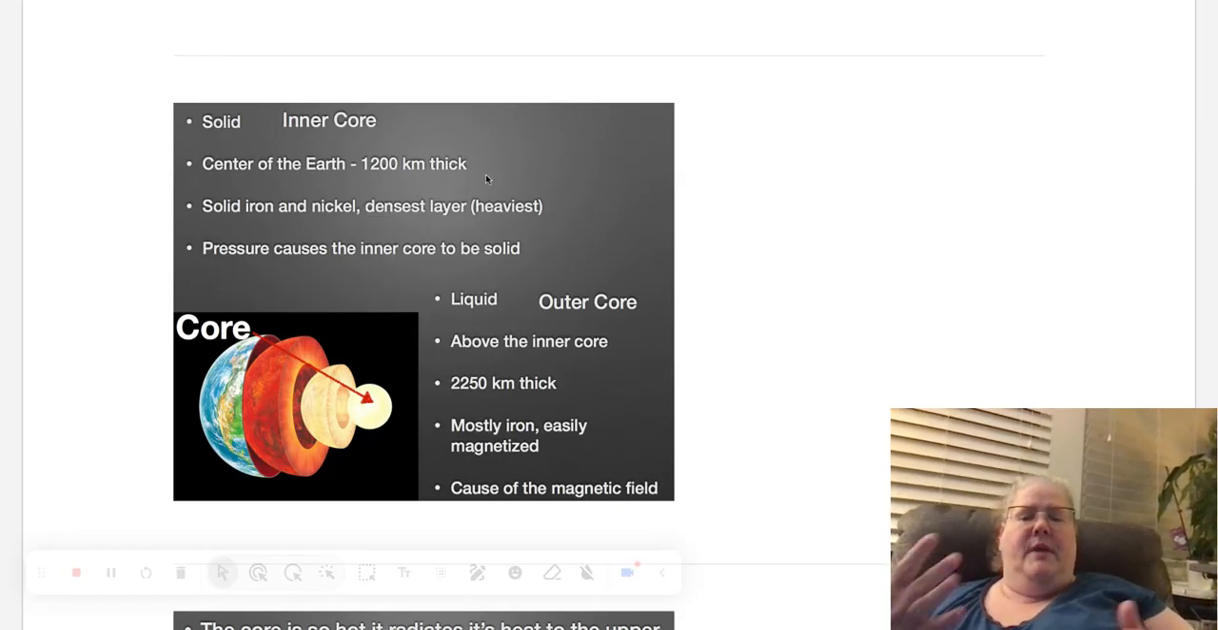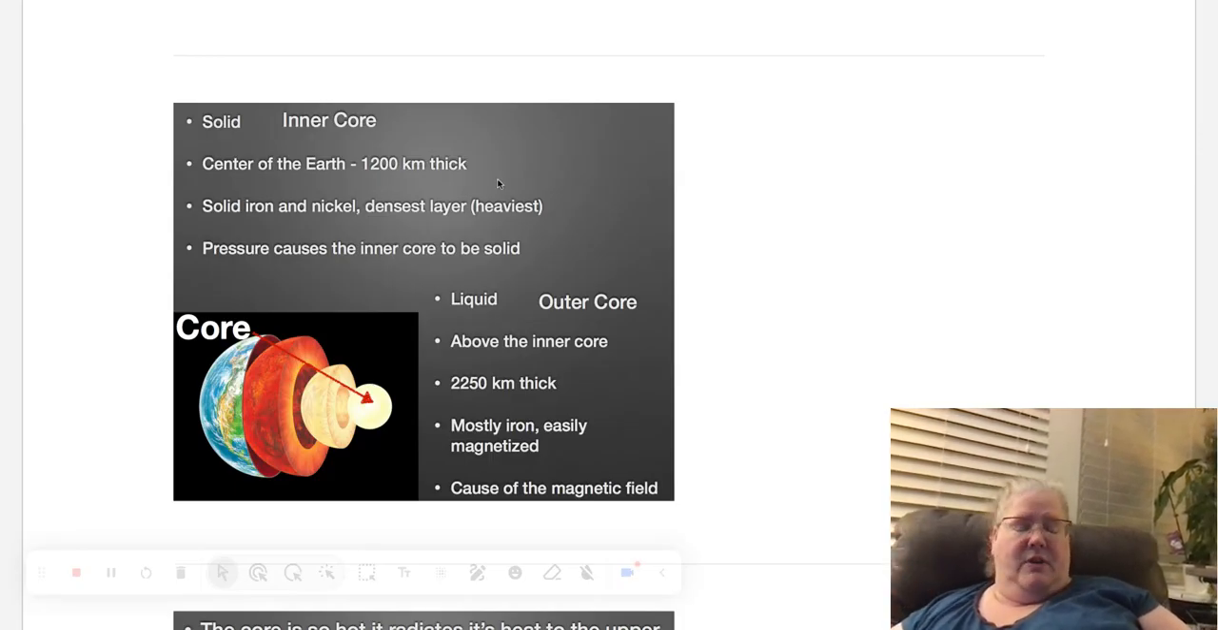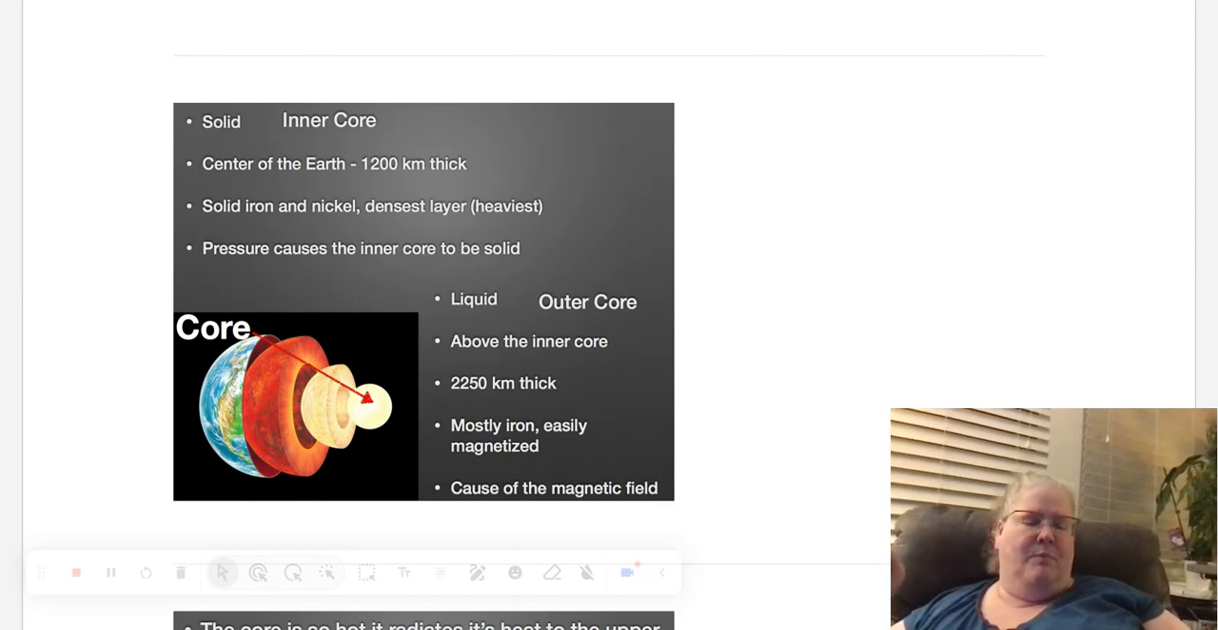So our inner and outer core, we're just going to go through some basics: what is it, what's it made out of, how deep is it, how hot is it maybe even? So let's get started. The center of the Earth is our inner core. This is the place under the heaviest compression. Gravity is pulling everything to the center. This is our densest, heaviest layer, and it's made of solid iron and nickel.